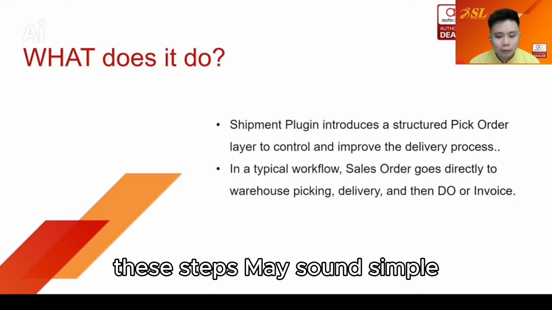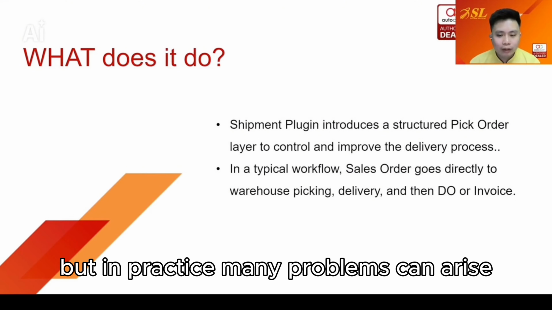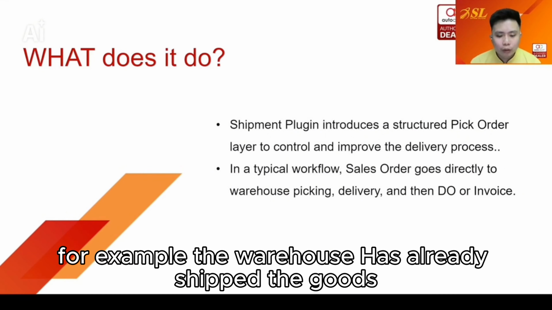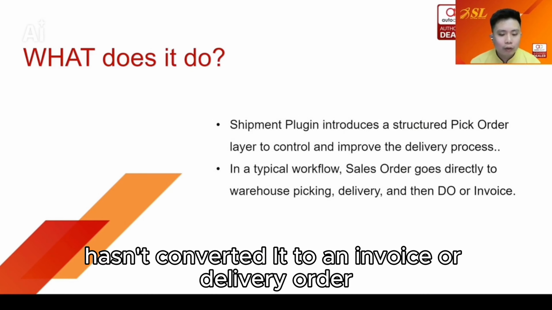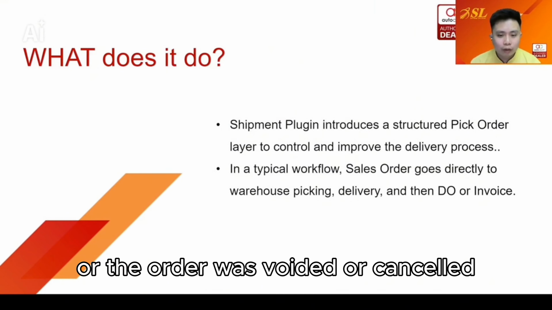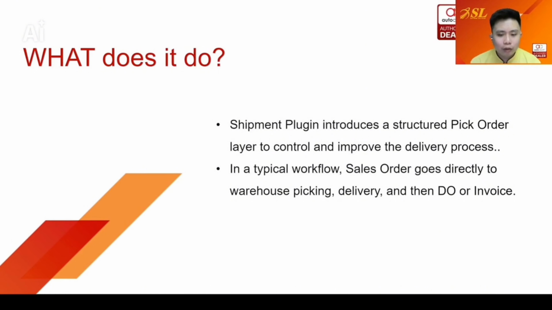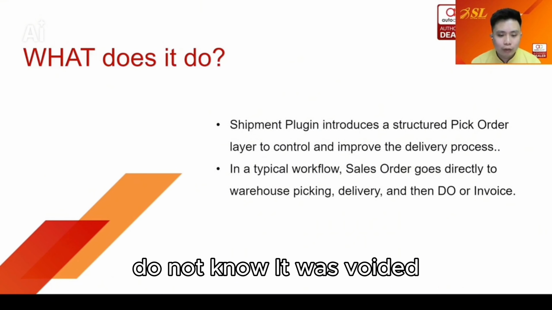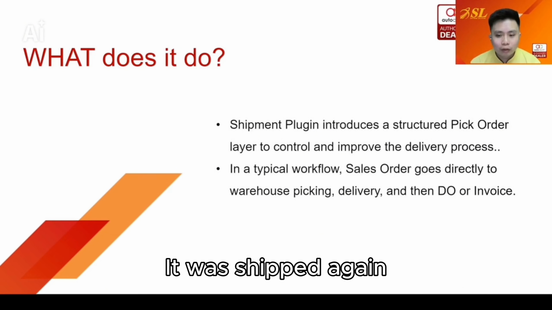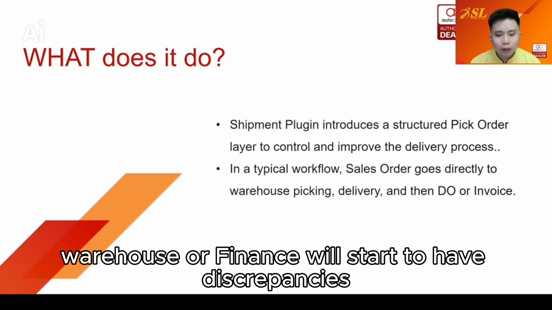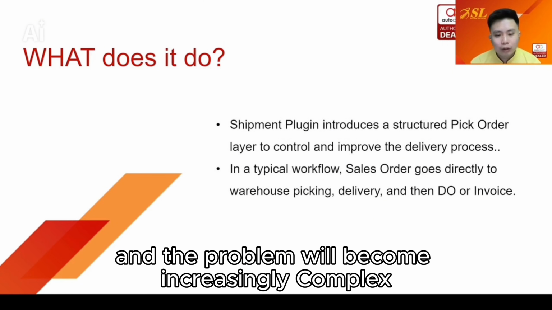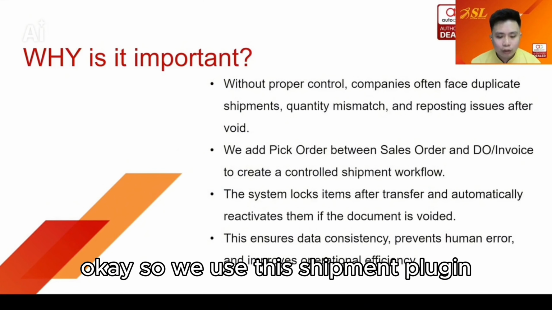These steps may sound simple, but in practice, many problems can arise. For example, the warehouse has already shipped the goods, but the system hasn't converted the order yet to an invoice or delivery order, or the order was voided or cancelled. However, if some departments do not know it was voided, or from one order it was shipped again and the quantities do not match, over time, sales, warehouse, or finance will start to have discrepancies and the problem will become increasingly complex. Okay, so we use this shipment plugin.